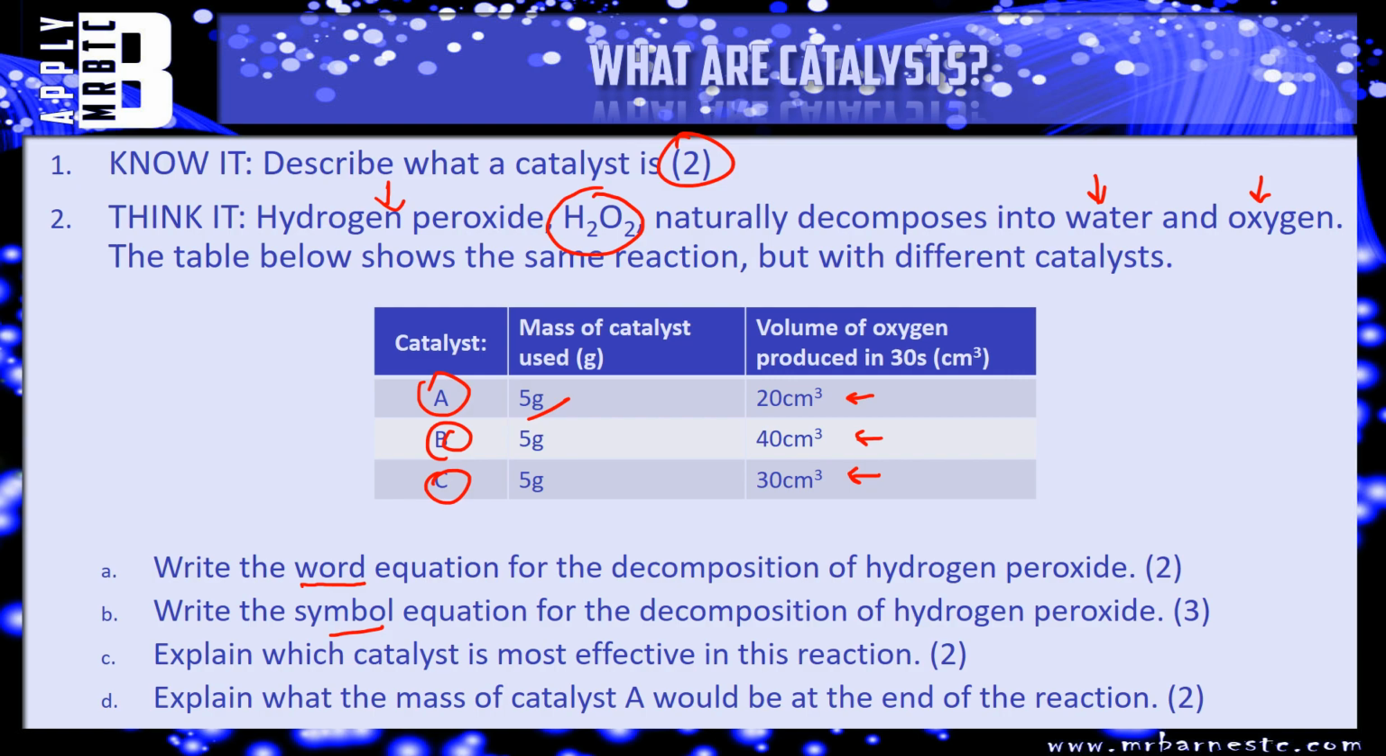the symbol equation. Part C, explain which catalyst is the most effective in this reaction. So you'll get 1 mark for saying whether it's A, B or C, and 1 mark for saying why, using the data to help you. And then part D, explain what the mass of catalyst A would be at the end of the reaction. So it starts off at 5 kilograms. What do you reckon it's going to end up at? Think back to what we talked about during this video. So you get 1 mark for saying the mass at the end and 1 mark for saying why. Pause the video, have a go, and we'll see how you've done in a minute.